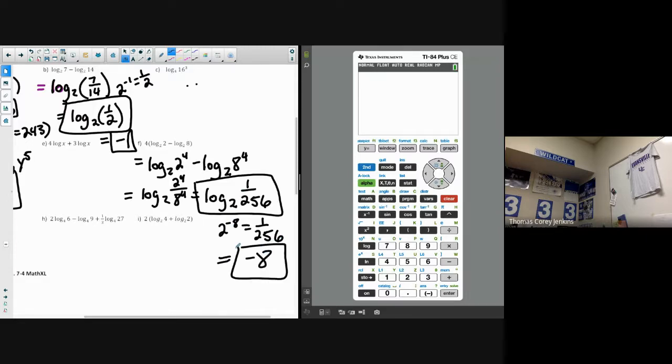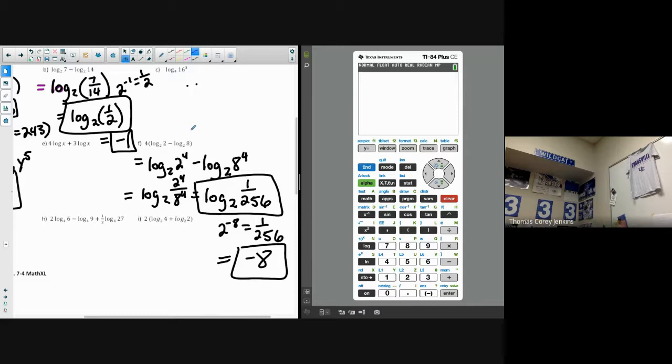Now, this approach that I took on this problem is pretty tough computationally speaking. If we leave it expanded, this is called expanded form. If we don't condense it into one logarithm, it's a lot easier to get to the -8. So that's why I wanted to show this one. We could get to -8 this way as well.